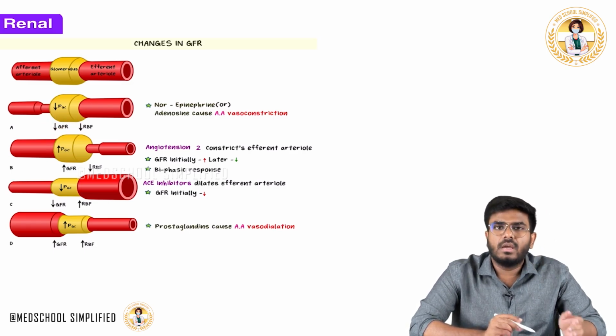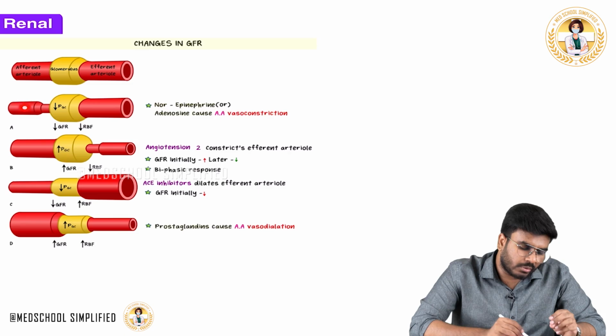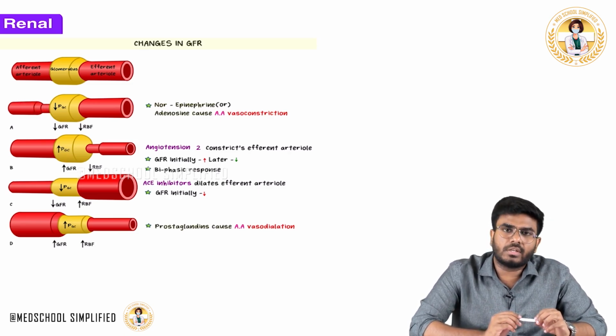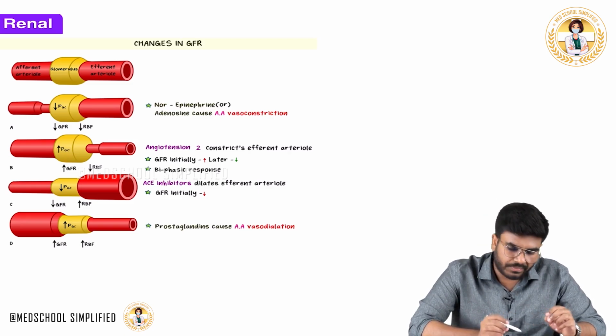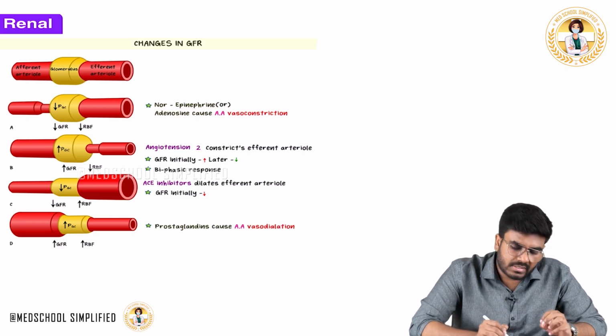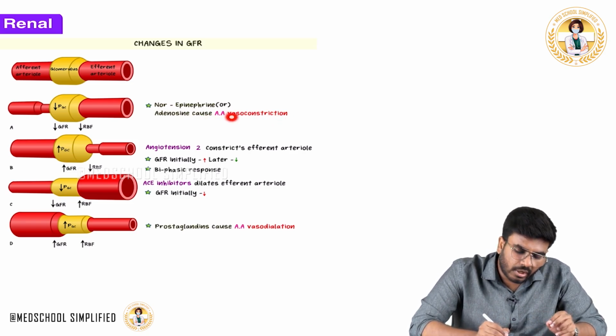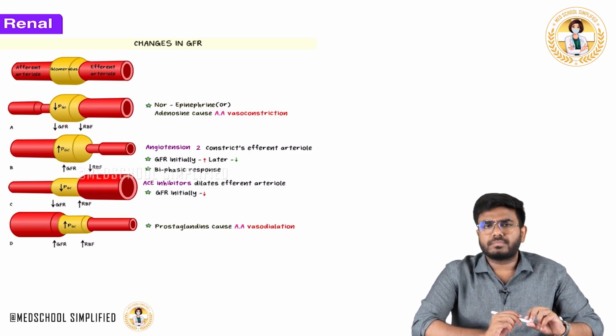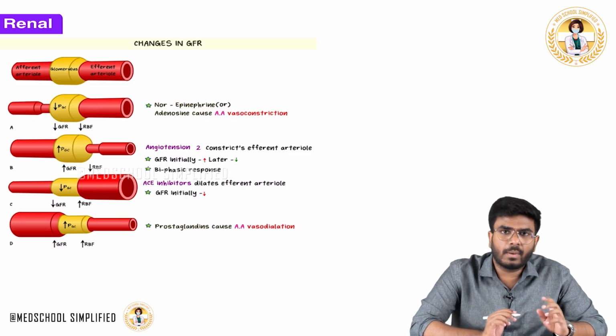Now the question is, who is going to constrict the afferent arteriole? It's norepinephrine and adenosine. Norepinephrine or adenosine will cause afferent arteriolar vasoconstriction. Whenever there is afferent arteriolar vasoconstriction, there is decreased blood flow, decreased hydrostatic pressure, so automatically a decrease in the GFR.